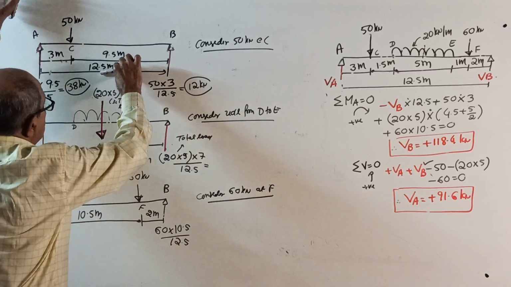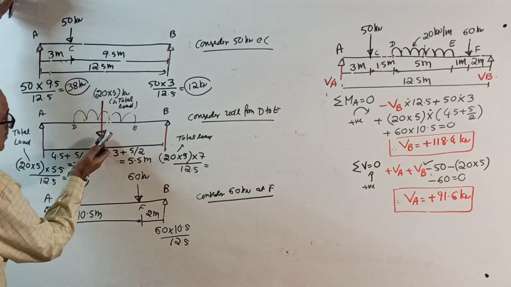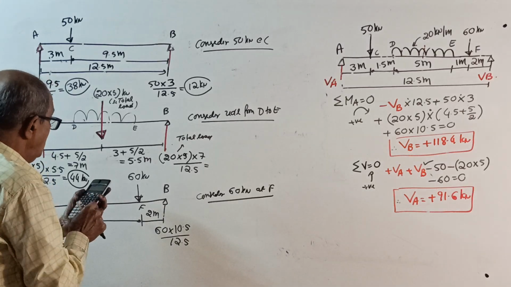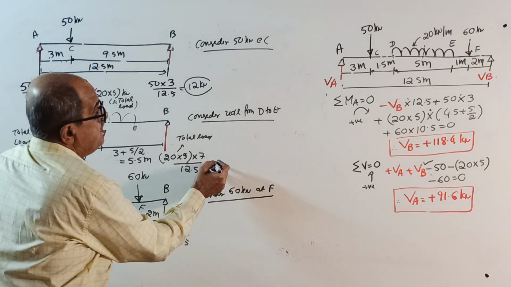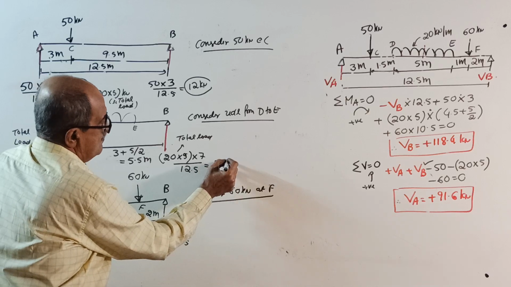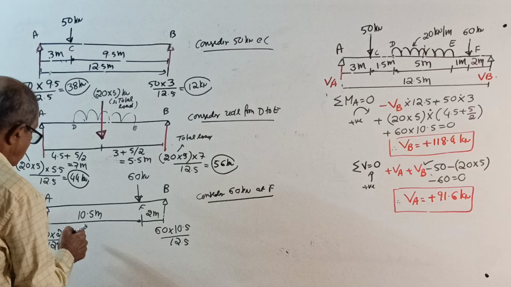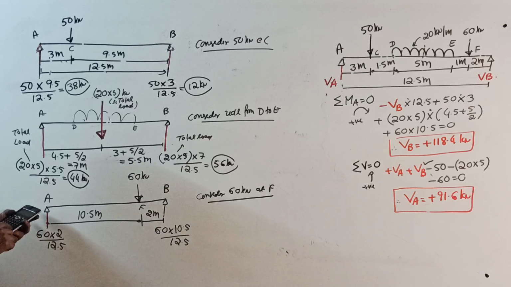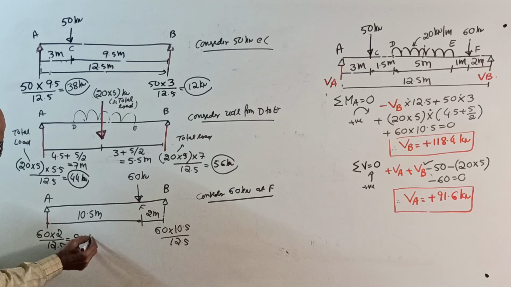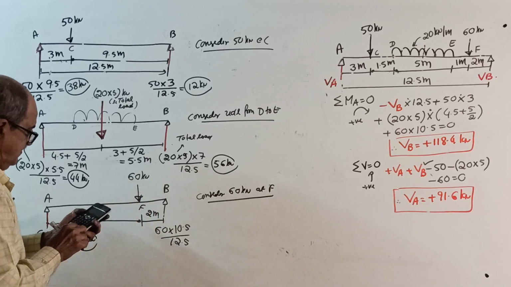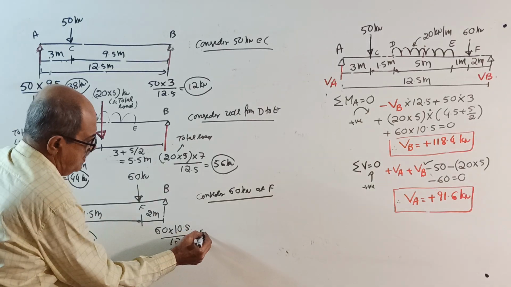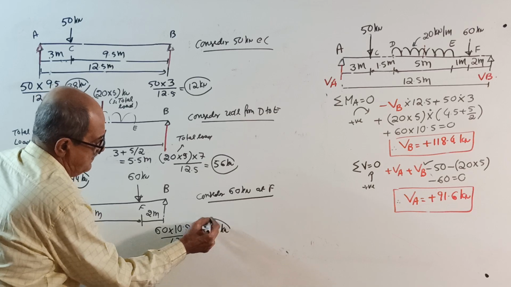That reaction, 20 into 5 is the load, into other distance is 7 divided by 12.5. 100 into 7 divided by 12.5, 56 kilonewton. Okay, now, lastly here, this reaction, 60 into 2 divided by 12.5, 9.6 kilonewton. There, 60 into 10.5 divided by 12.5, 50.4 kilonewton. You write all these separately.